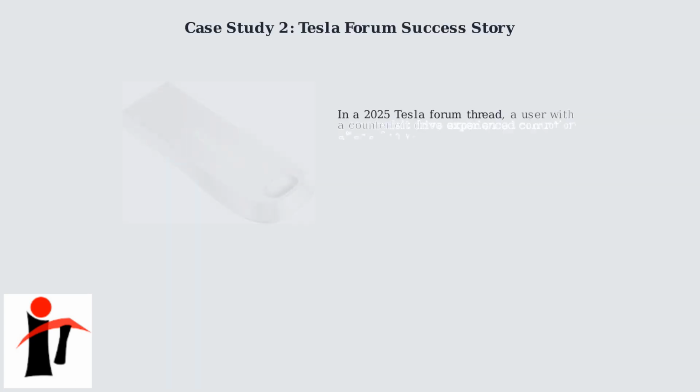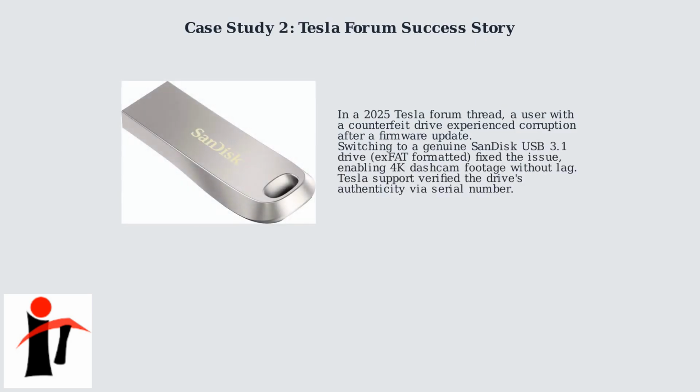Another success story from Tesla forums in 2025 involved a user dealing with data corruption after a firmware update due to a counterfeit USB drive. By switching to a genuine SanDisk USB 3.1 drive that was pre-formatted in exFAT, the problem was completely resolved. This allowed for smooth 4K dashcam footage recording without any lag. Tesla support even confirmed the drive's authenticity through a serial number check.